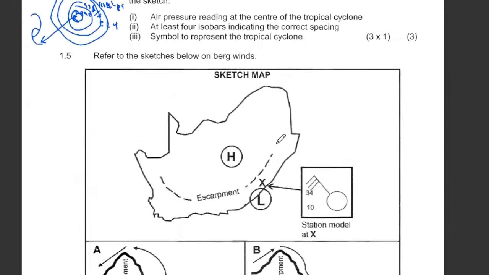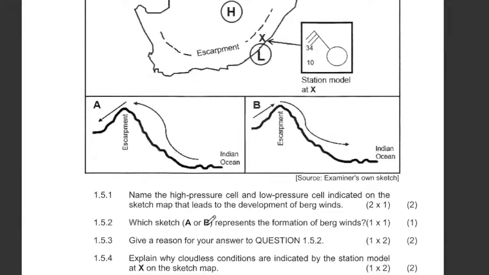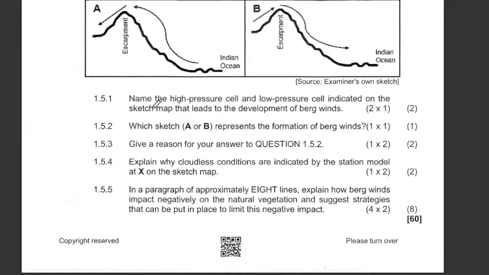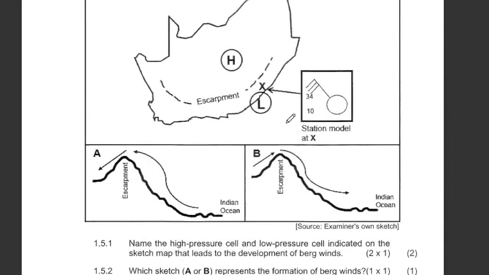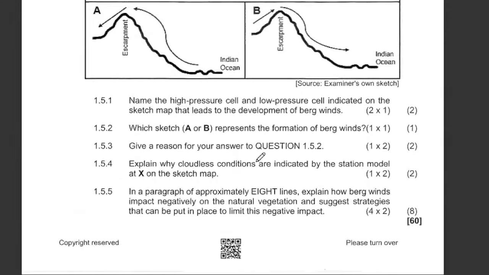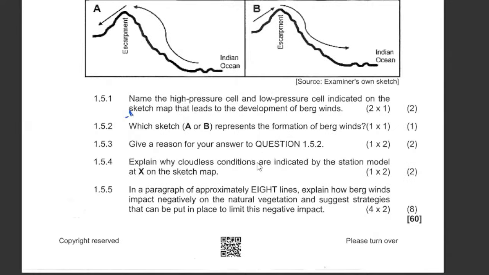Go to the next diagram, refer to the berg winds here. The first question is, name the high pressure cell and the low pressure cell indicated in the sketch map that leads to the development of the berg winds. This one is at the coast, this one is in the interior, and it is a high pressure. Therefore, the high pressure is a very high pressure, the continental high, and the low pressure is the coastal low.